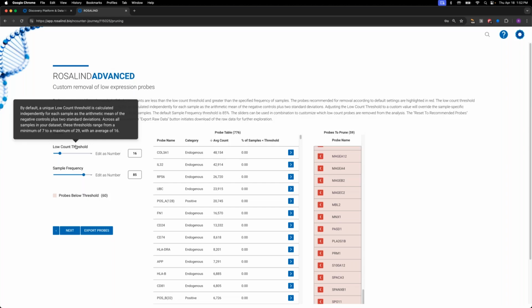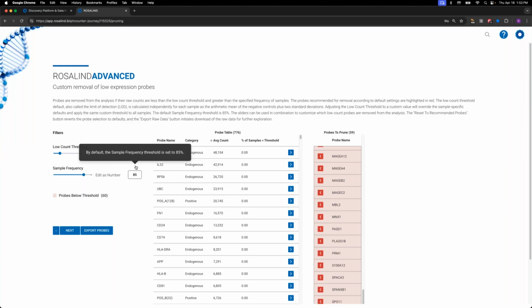Then we give you those summary statistics, which I showed you in the Excel spreadsheet. We tell you here what is the minimum of the LODs across all your samples, what is the maximum, and then what's the average. So all those calculations I showed you in Excel are shown here. And the default, the very first time you come here, is the unique LOD for each sample independently.